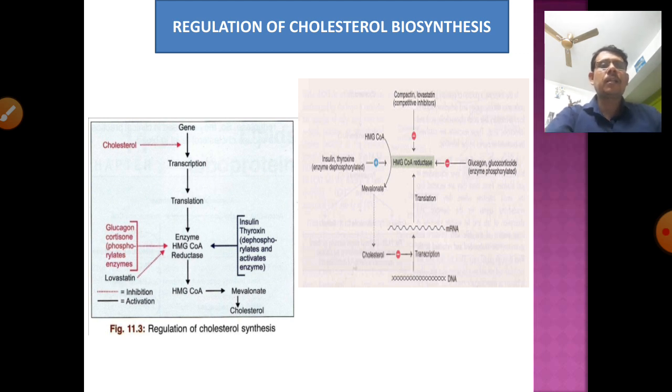There are also some transcription factors involved. In the second picture, for the same HMG CoA reductase, the DNA with a transcription factor produces some mRNA. This particular mRNA produces the enzyme protein HMG CoA reductase. The reductase is inhibited by insulin and glucagon, as we discussed in the two pictures.